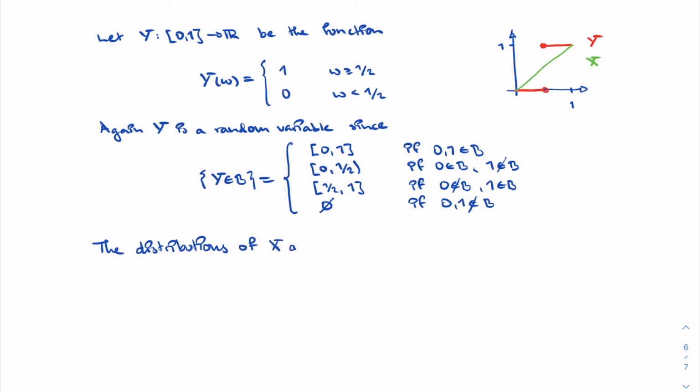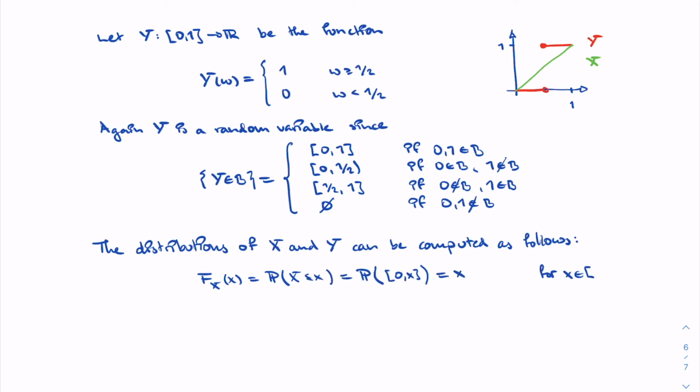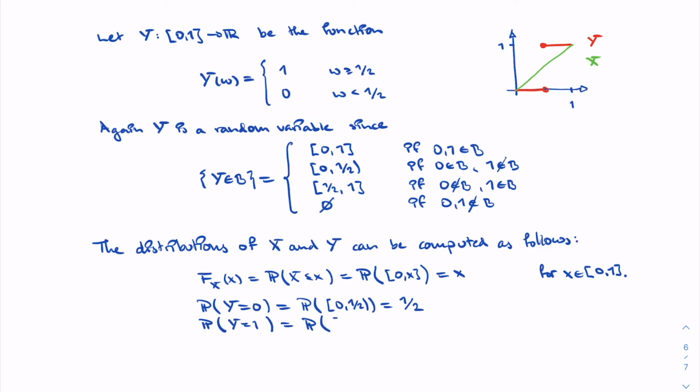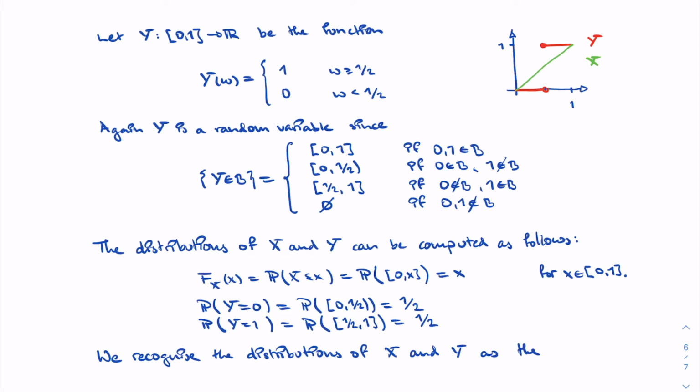The distribution functions of X and Y can be computed as follows. We find that the distribution function of X is the linear function on the interval [0,1], while Y takes the values 0 and 1 with equal probability a half. We recognize the distributions of X and Y as the uniform distribution on the interval [0,1] and the Bernoulli distribution with parameter a half.